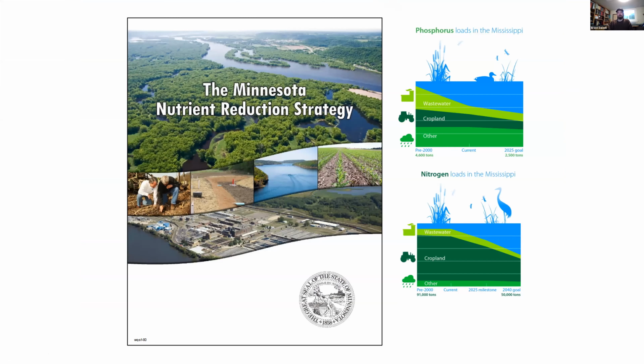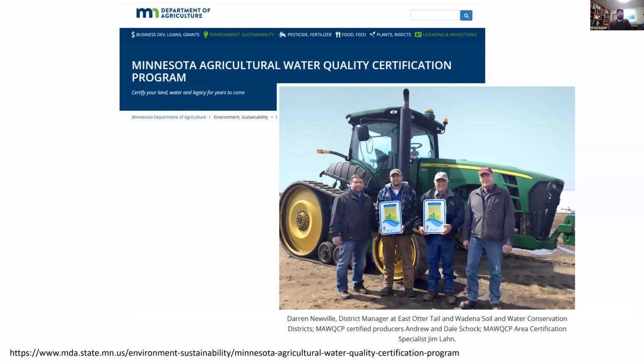That reduction strategy sets out pretty ambitious goals for decreasing the amount of phosphorus and nitrogen that's entering the upper Mississippi over the coming decades. And a lot of the heavy lifting from that is expected to occur as a result of changing practices on cropland. So there's a lot of conservation programs in place, CRP, for example, to try to encourage farmers to change practices on their landscapes to keep more nutrients on the field and out of our waterways.